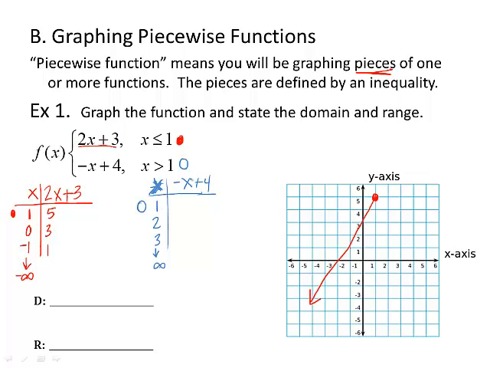So now I just plug in these x values into this. So -1 plus 4 is 3. -2 plus 4 is 2. -3 plus 4 is 1. Come to my graph.